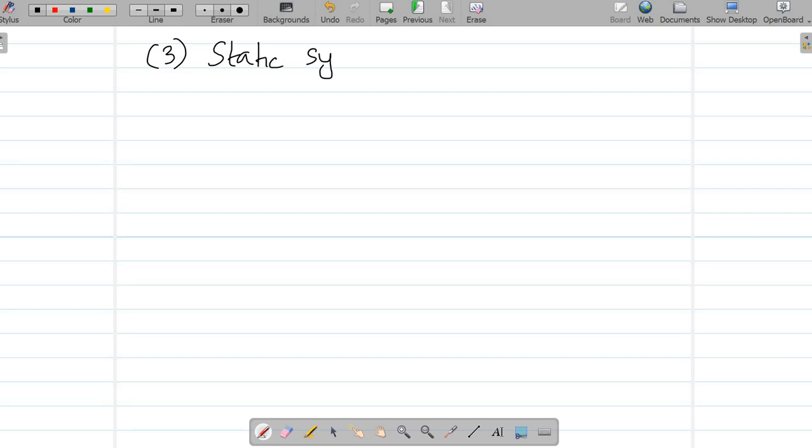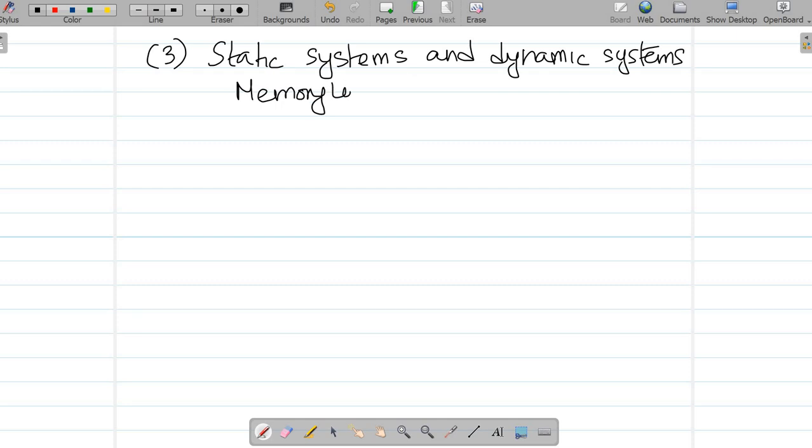Static systems, dynamic systems. Now, in the case of a static system, it does not have any memory, so it is memoryless, whereas the dynamic system has memory. To give an example, let us consider y of n, a discrete time system, which is nothing but n times x of n.